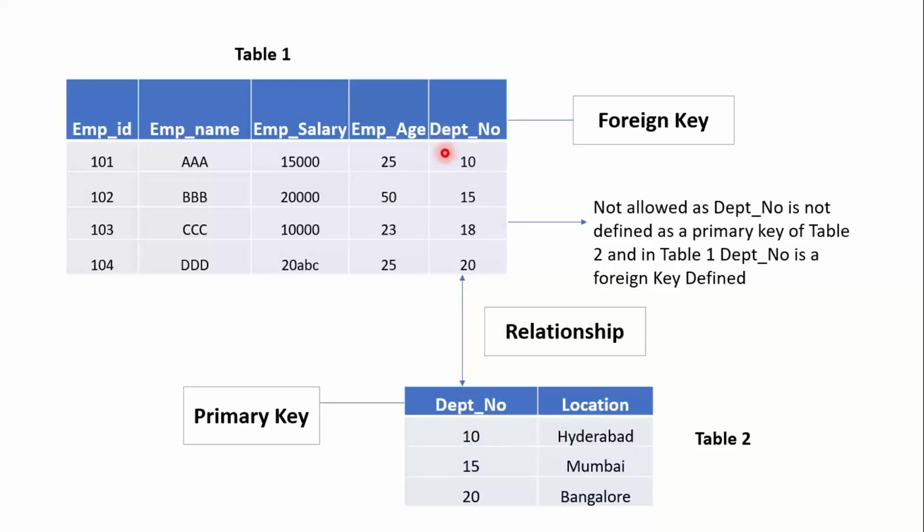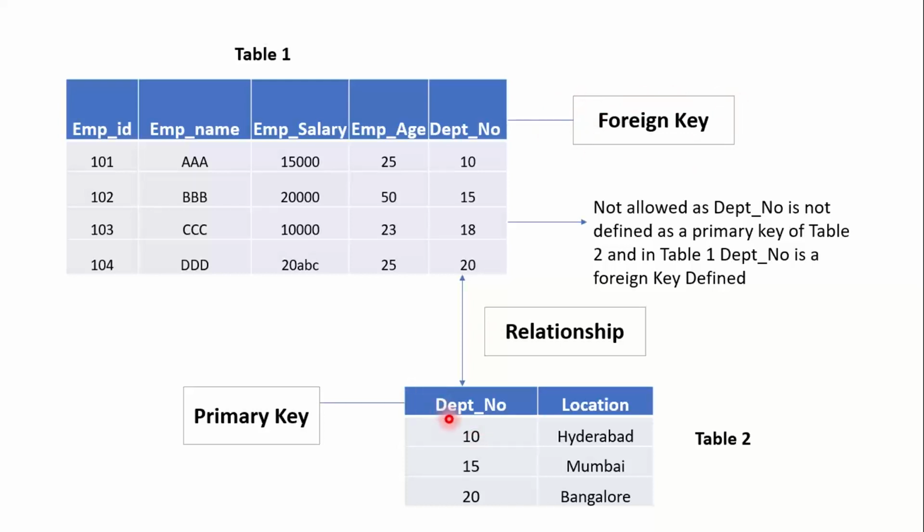For example, if it is department number 10, it is located in Hyderabad. Department number 15, its location is Mumbai. And department number 20 is located in Bangalore. Here, department number, this is table 1. Table 1 is the employee table and table 2 is the department table. In table 2, department number is the primary key. And the same department number also exists in table 1, the employee table. So that is referred to as a foreign key.